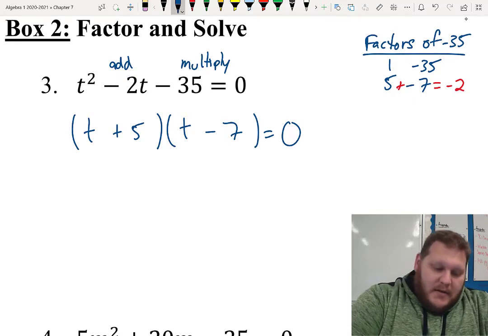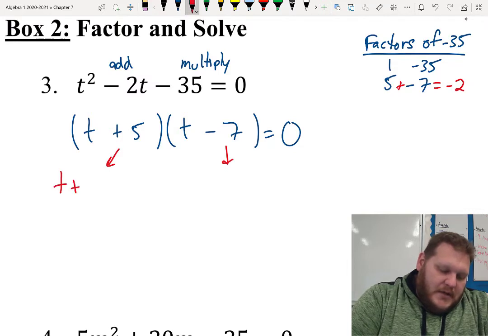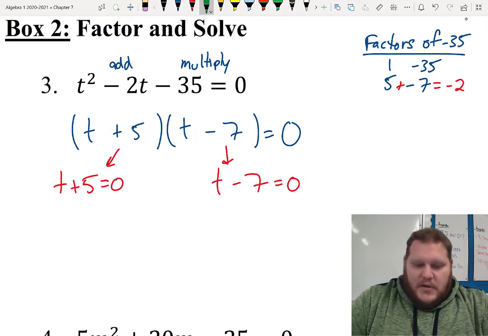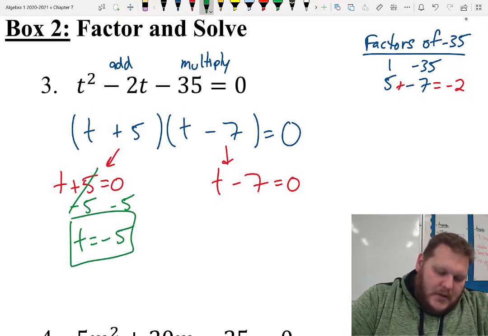Now that I have that factored, I can go ahead and split off, set each of those equal to 0: t plus 5 equals 0, t minus 7 equals 0, and then I just solve each of them. Subtract 5 from both sides, t equals negative 5. Add 7 on both sides, t equals 7.